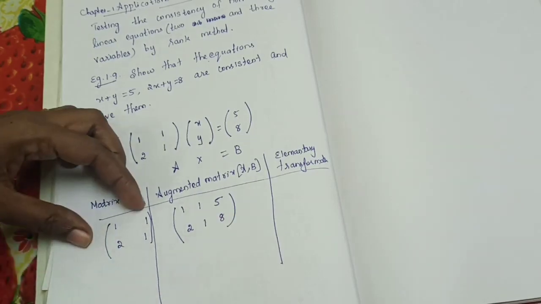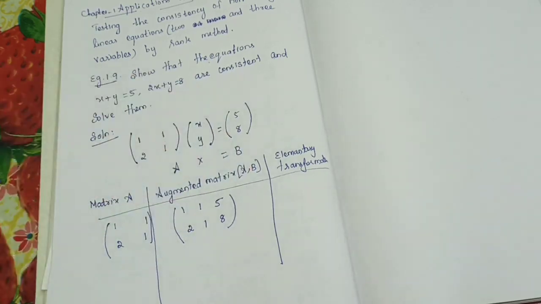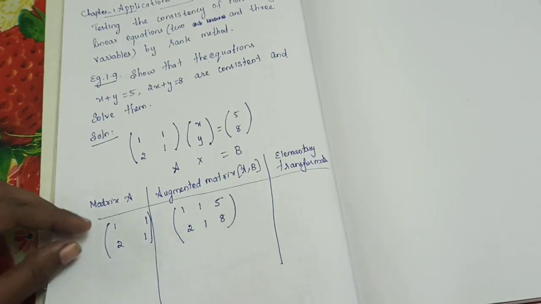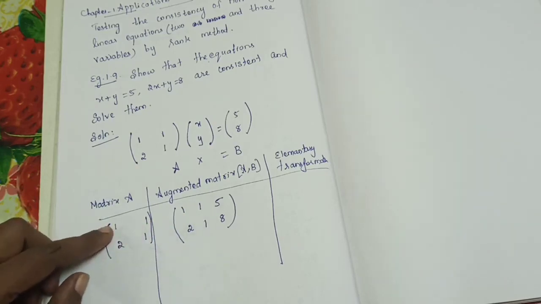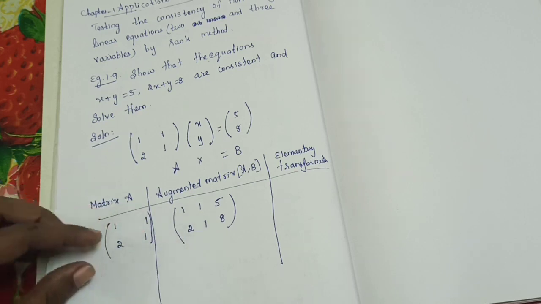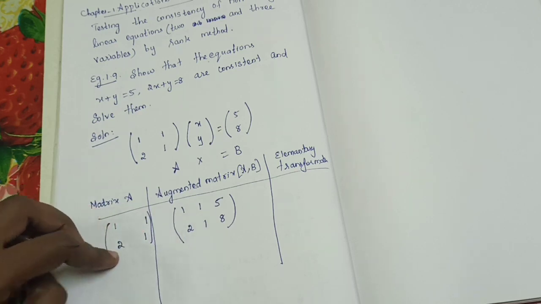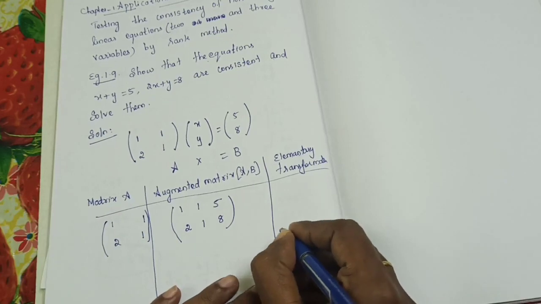Okay. Now I have written this is A, this is AB. So in the rank method, to find the rank by using elementary transformation, what will you do? The first entry must be non-zero. This entry is non-zero, the entry down must be 0. Is it right? So when you are making this entry 0, this entry also will become 0.